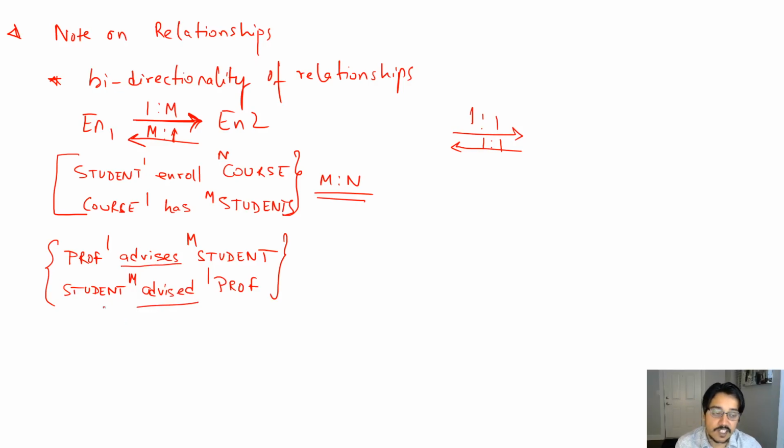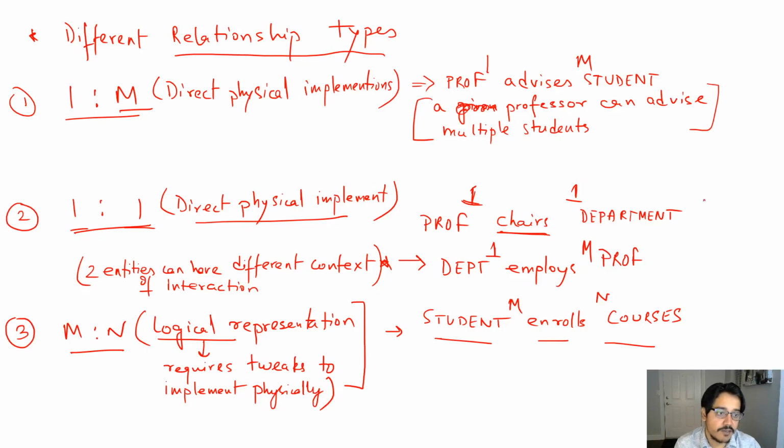Okay, and when I say changing the context, I'm referring to this example here. It is a relationship between the same two entities, but the context is different. One is talking about managing the department, and the other one is talking about the department employing the individuals. Okay, so you have to keep that in mind.